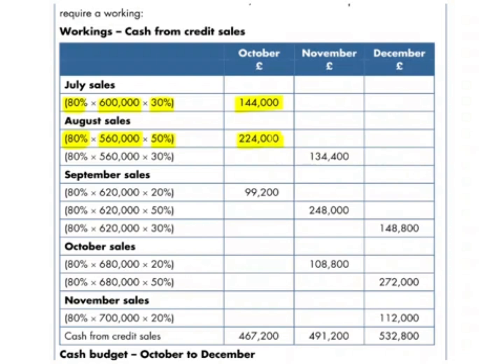£224,000 will be received in October. Also remember that 30% of our customers pay us 3 months after the sale has been made. So 30% of those credit sales will be received in November, 134,400.